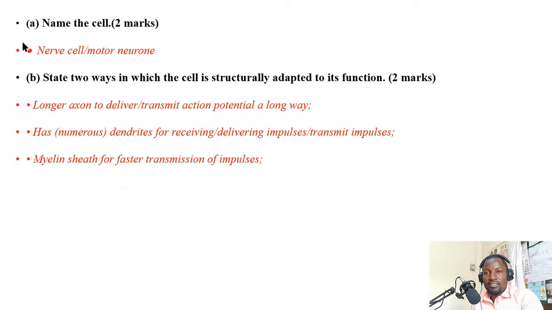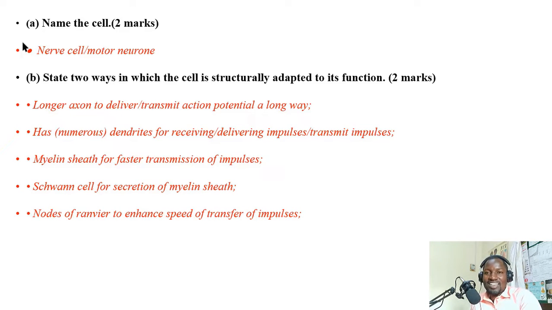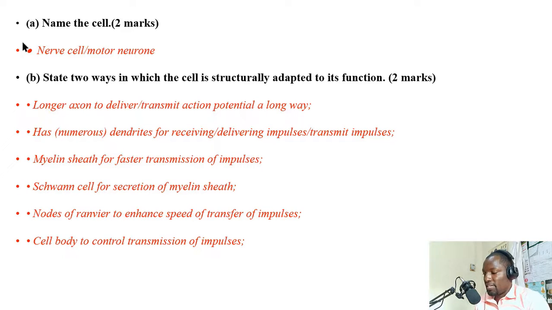It has a Schwann cell, and the function of the Schwann cell is to produce the myelin sheath. It has the nodes of Ranvier, whose function is to speed up the transmission of impulses. It has a cell body, which controls the transmission of impulses.